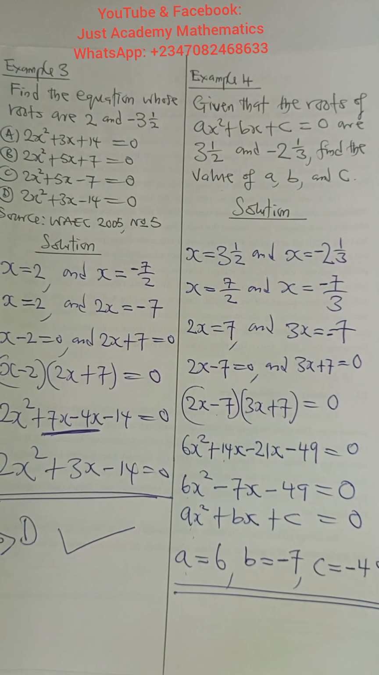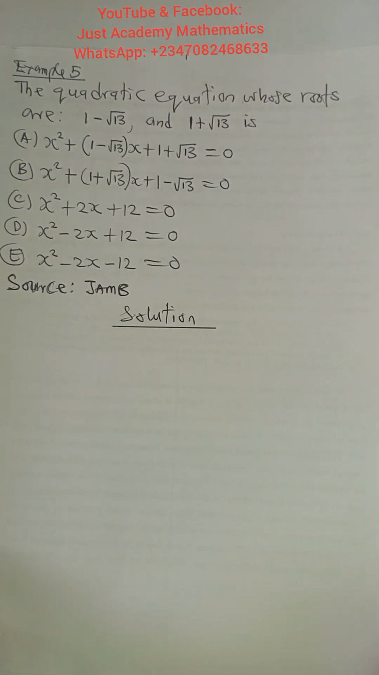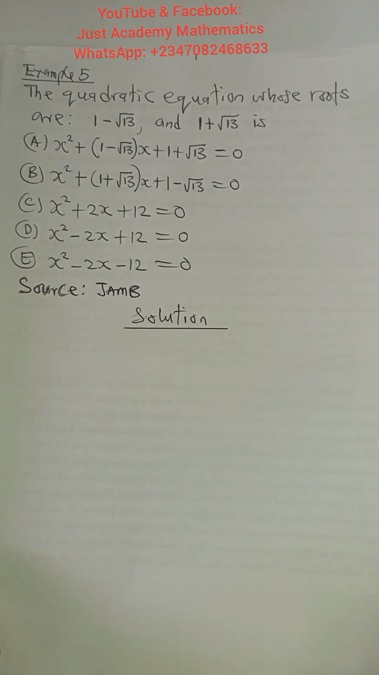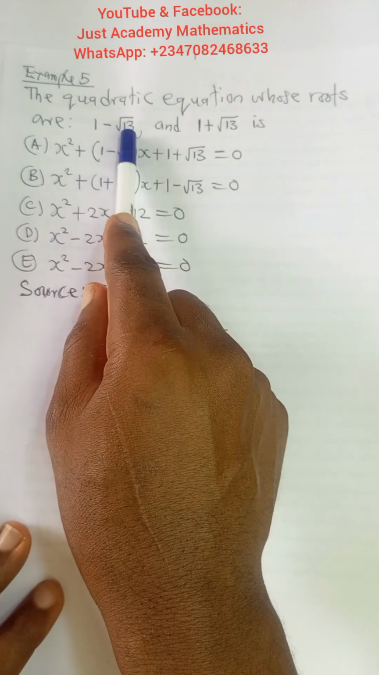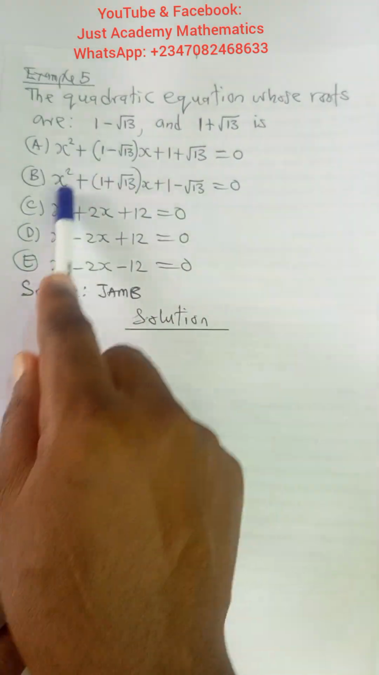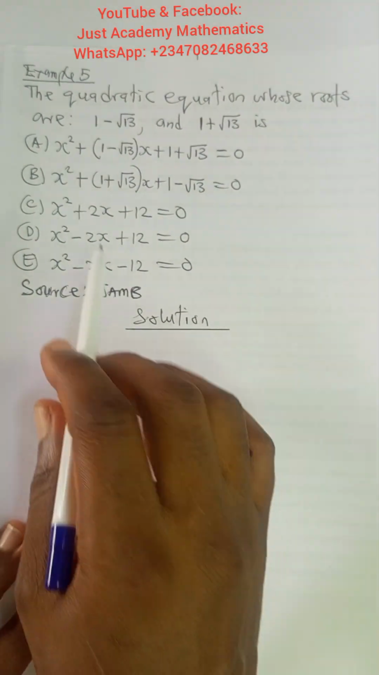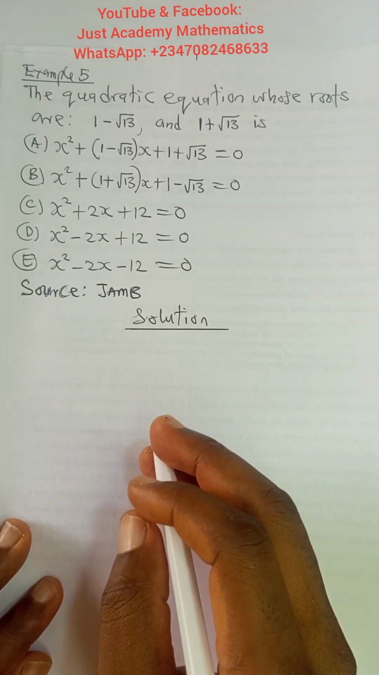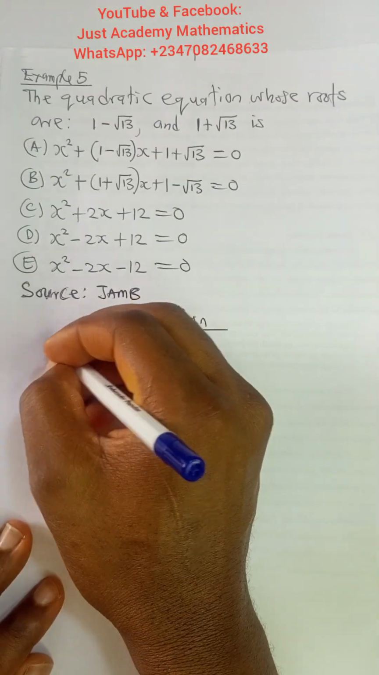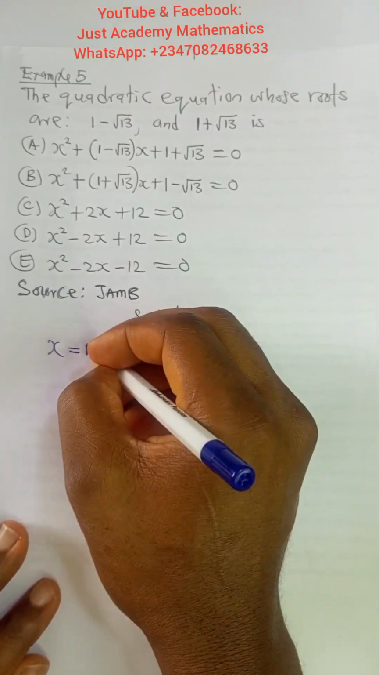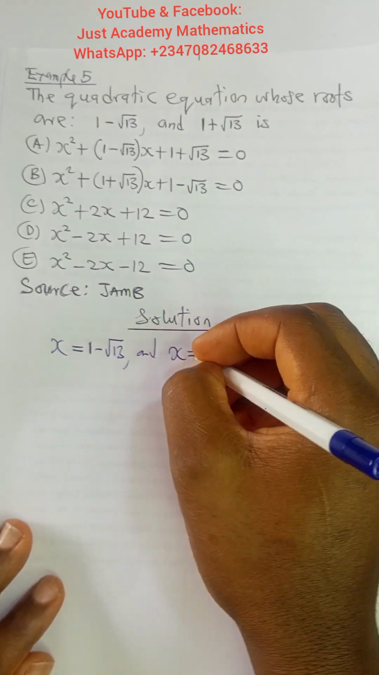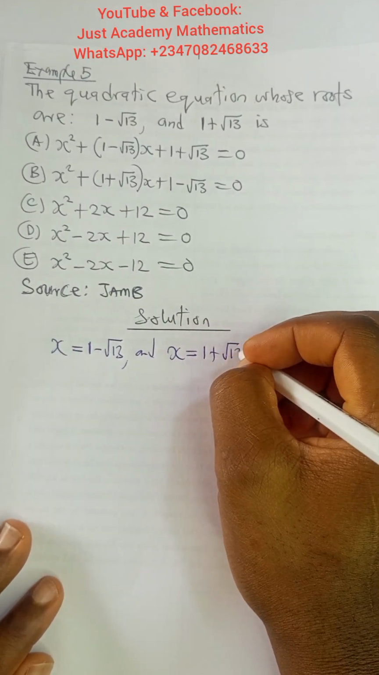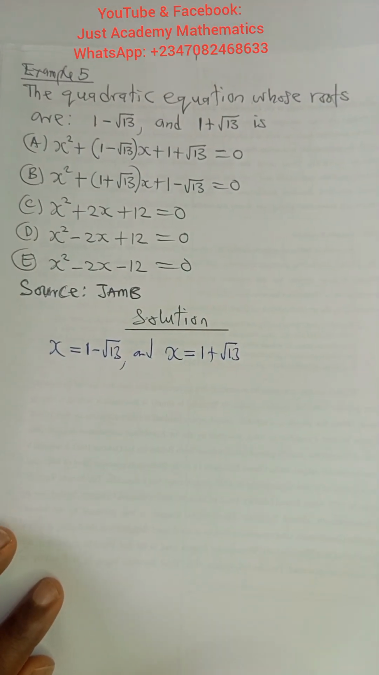Now, we're almost there. I want to show you more. Now look at this, example 5. Example 5 says that the quadratic equation whose roots are 1 minus root 13 and 1 plus root 13. You can see all these things I'm showing you are exam questions. Now, if we want to find the equation, we are saying that x, of course, is equal to 1 minus root 13, and x is equal to 1 plus root 13. The same procedure.